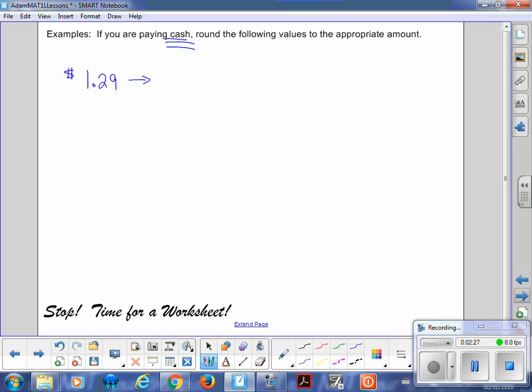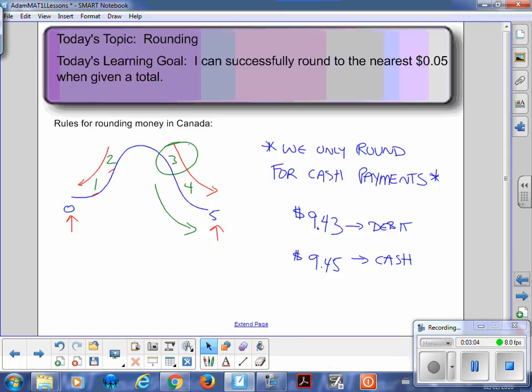All our payments in cash end with a 0 or 5, and that's because, again, there's no penny. So $1.29 will become, using the rounding hill, you look at your last number, it's a 9. So we're going to go from 29 up to $1.30.